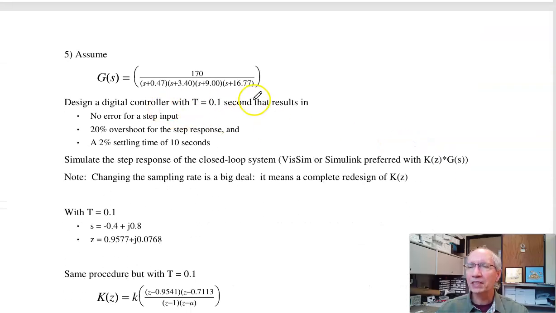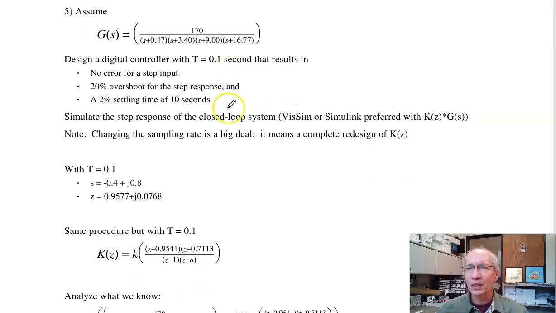Finally, if I change the sampling rate, I grumble, because that means I have to do a complete redesign. Well, if I change the sampling rate, same spot in the s-plane, my design point in the z-plane is now totally different. My compensator is cancel the two zeros just like before, but T changed, so the zeros changed.